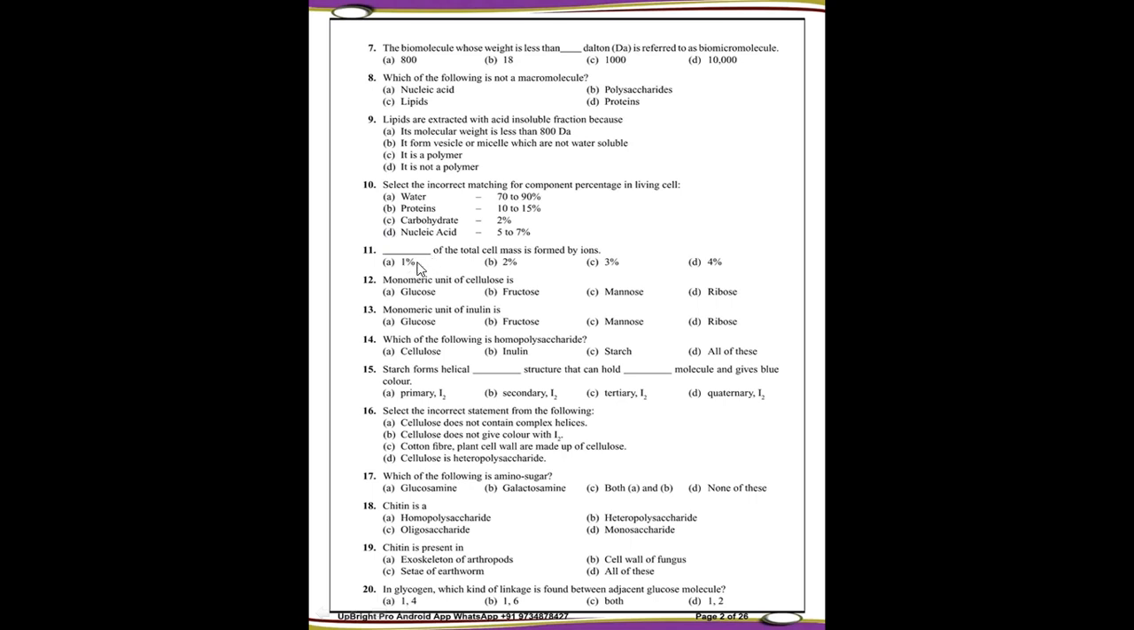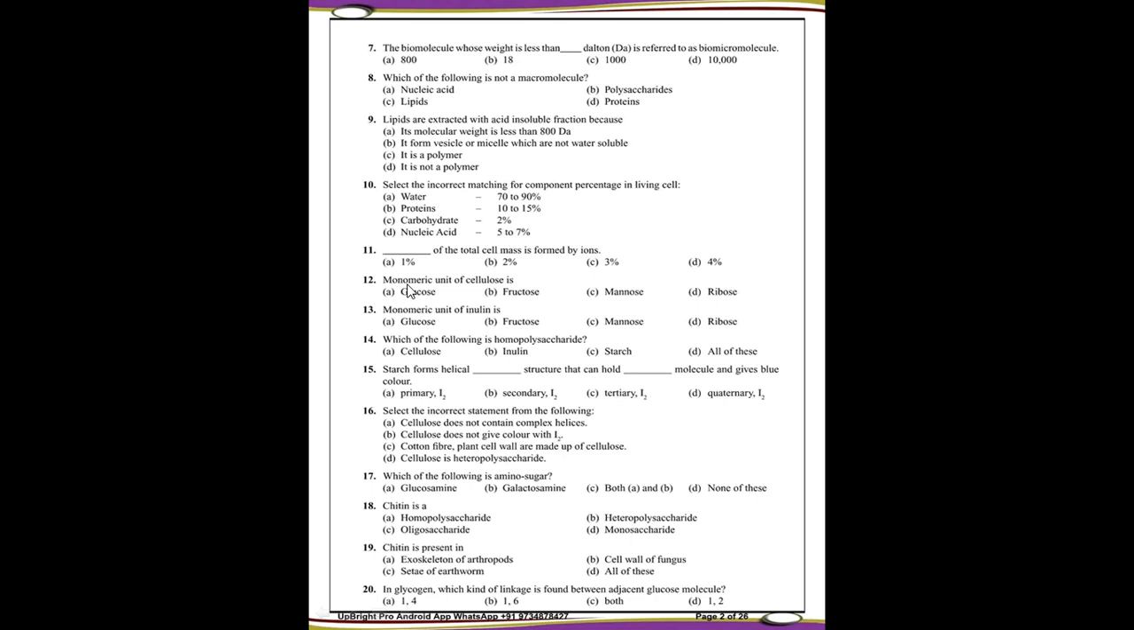Question 11. Blank percent of the total mass of a cell is formed by ions. About 1% of the mass of a cell is formed by ions. So for question 11, the answer is A.